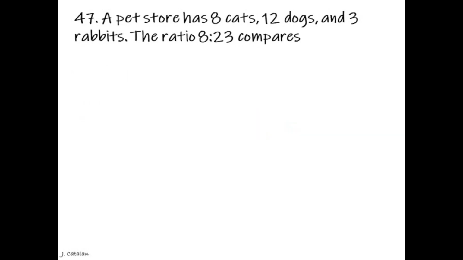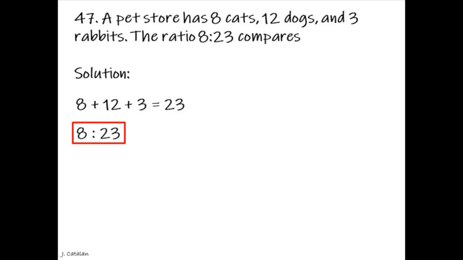A pet store has 8 cats, 12 dogs, and 3 rabbits. The ratio 8:23 compares. Solution. 8 added by 12 added by 3 is equal to 23. This can be compared to this ratio, 8 cats out of 23 animals.